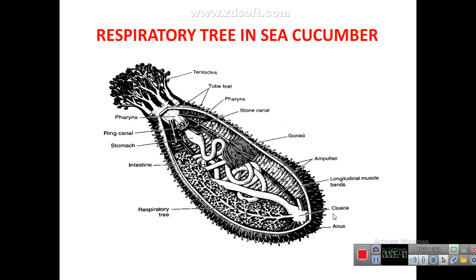Cloaca is a common chamber and outlet in which three systems open: the digestive, excretory and reproductive systems. Tentacles, tube feet, these are the pharynx, stone canal, gonads. Gonads are the reproductive organ. Ampullae, that is the upper part of the tube feet, longitudinal muscle band, cloaca, anus, respiratory tree, intestine, pharynx, ring canal and stomach.